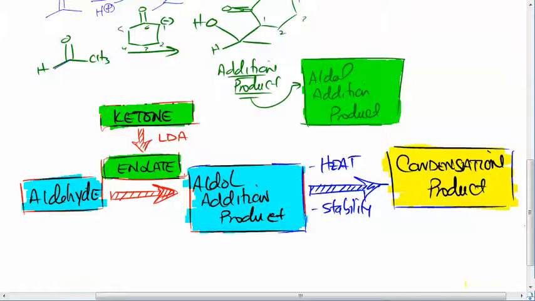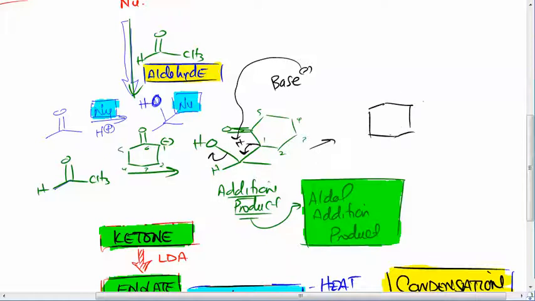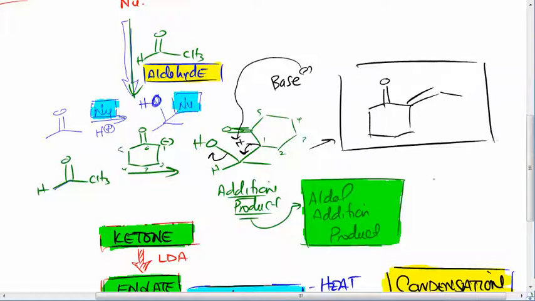Cool. So now looking at this here, to form the condensation product, this OH here, we're going to get it to leave. So we're going to use another base, and we're going to take this proton here, form a double bond here, and kick off this OH. So then we would form, I'm going to turn the molecule around so it looks a bit better, the condensation product.